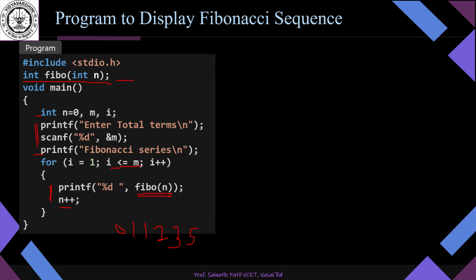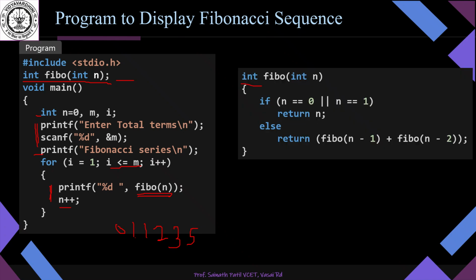So fibo is the recursive function. So we'll jump to the recursive function. This is the heading or function definition, which is the same as the function prototype. Within the body of the recursive function, we again have two parts, a base case and a recursive case, if and else. Base case, that is the termination condition. So here it is n is equal to 0, or n equal to 1.